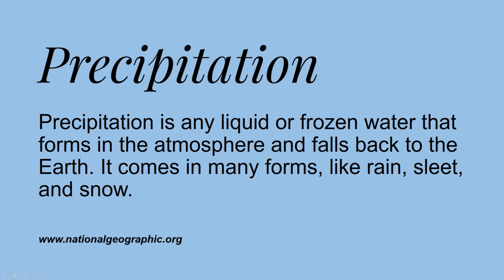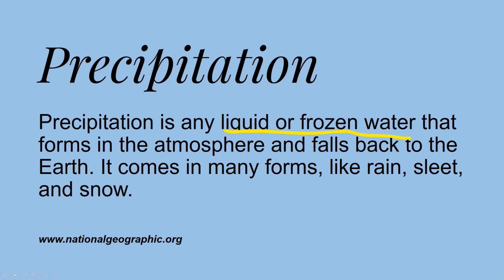Precipitation is any liquid or frozen water that forms in the atmosphere and falls back to the earth. It comes in many forms like rain, sleet, and snow, and in so many forms that we'll be talking about later on. So then again, it's liquid or frozen water. Along with evaporation and condensation in the hydrologic cycle, precipitation is one of the three major parts of the global water cycle.